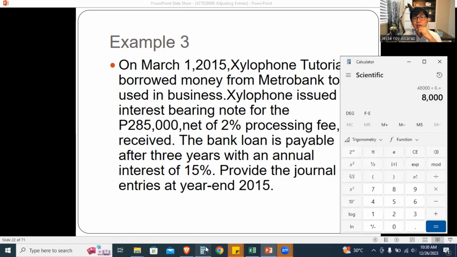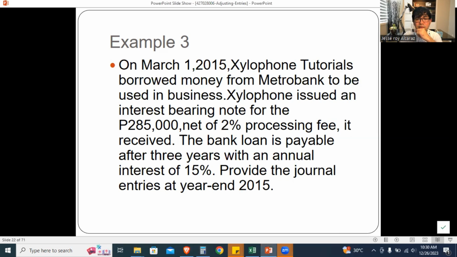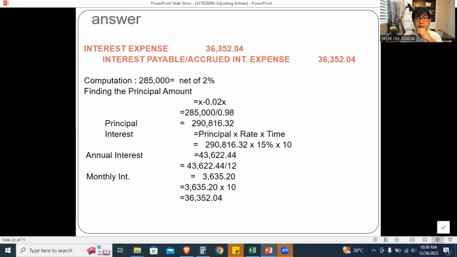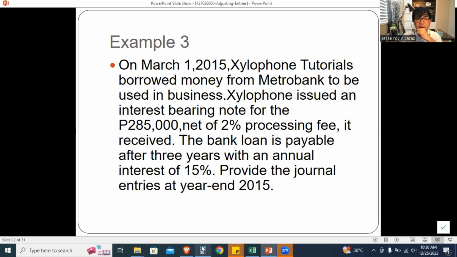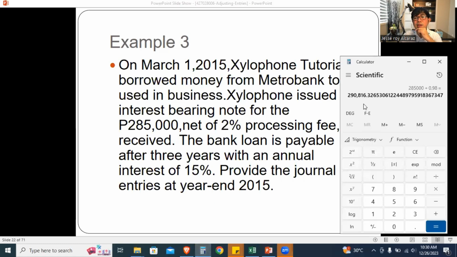So, dili jud 285 ang atong giutang. Atong giutang is 285 divided by 0.98. Ayun. So, ang atong actual nga giutang is 290,816.32. Anyway. Then, the loan is payable after 3 years with an annual interest of 15%. Provide the journal entries at the end of the year. So this is a bit tricky, but hinahinayan na nato ni.